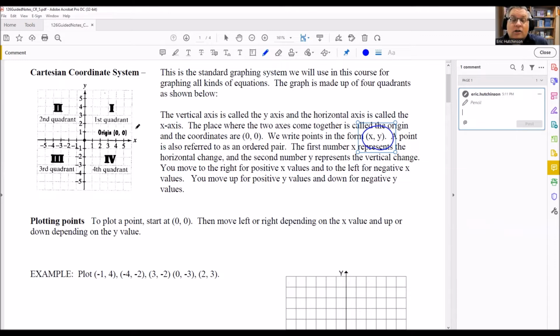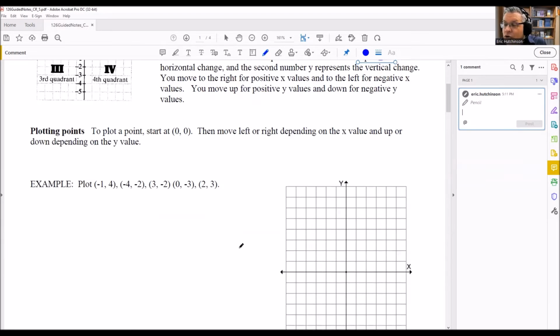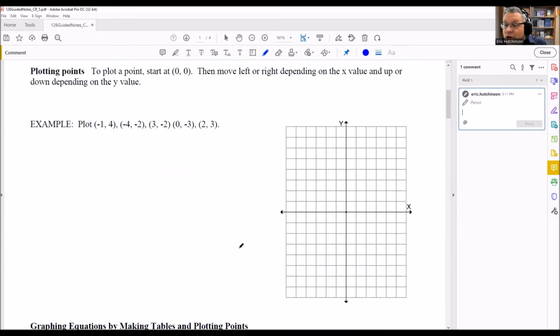So let's do that. Let's plot some points with this example right here. Okay, so it says, again, plot a point, start at 0, 0, move left or right depending on the X value, and up or down depending on the Y value. So again, right here, for each of these, it's always X and then Y. Anytime you see coordinates, it's always X comma Y. We're going to start at 0, 0.